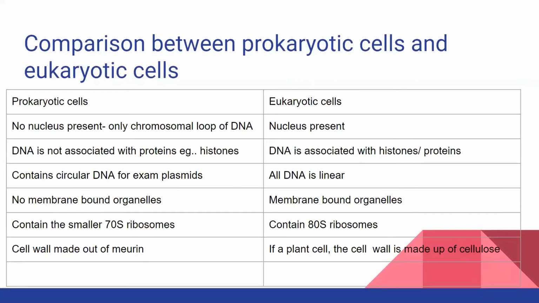Prokaryotic cells tend to also have circular DNA, whereas eukaryotic cells always have linear DNA. In prokaryotic cells, we don't have membrane-bound organelles, whereas all eukaryotic cells have membrane-bound organelles. Eukaryotic cells tend to have the larger 80S ribosomes, whereas prokaryotic cells have the smaller 70S ribosomes. And in prokaryotic cells, we often see the cell wall is made out of murein, whereas in eukaryotic cells, for example plant cells, the cell wall is made up of a material called cellulose.